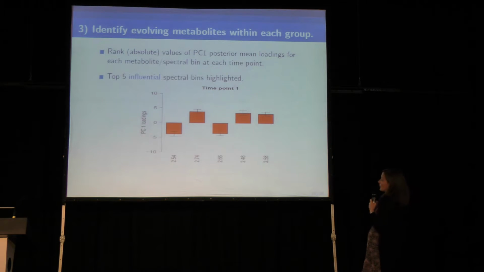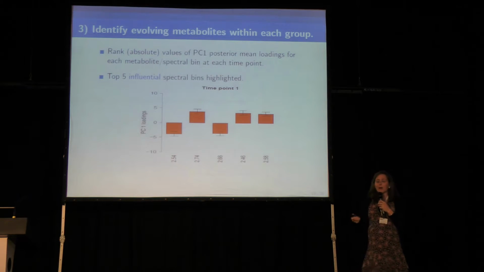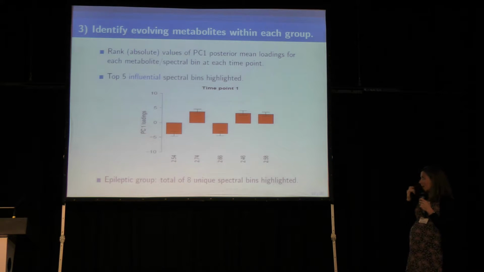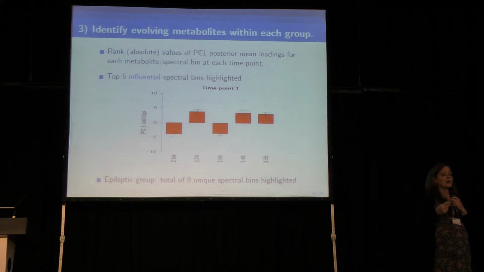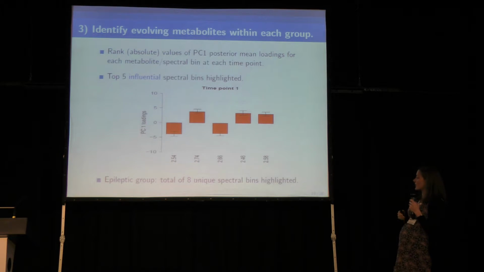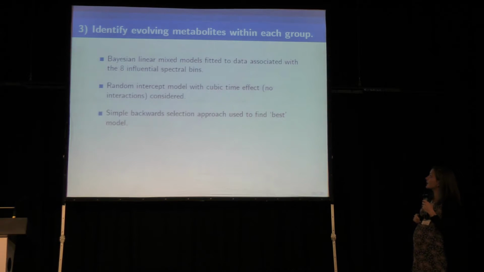And what we get, which is much nicer than standard PCA, is that we still get loadings. So, this is the size of the loading on variable 2.54, but we also get uncertainty bars around those. So, for example, in the epileptic group, we were left with a total of 8 unique spectral bins when we looked at these top 5 across all 8 time points. So we call these our 8 influential bins.